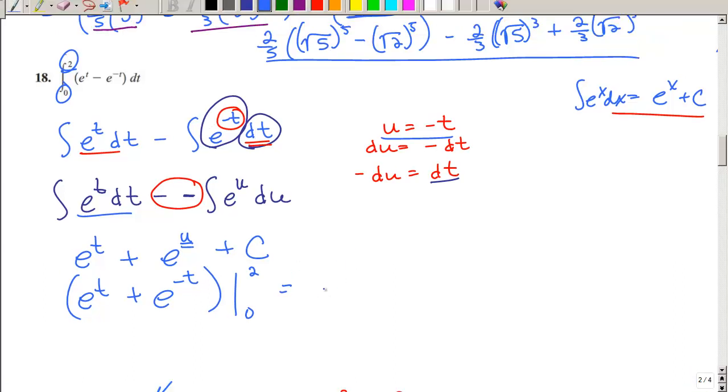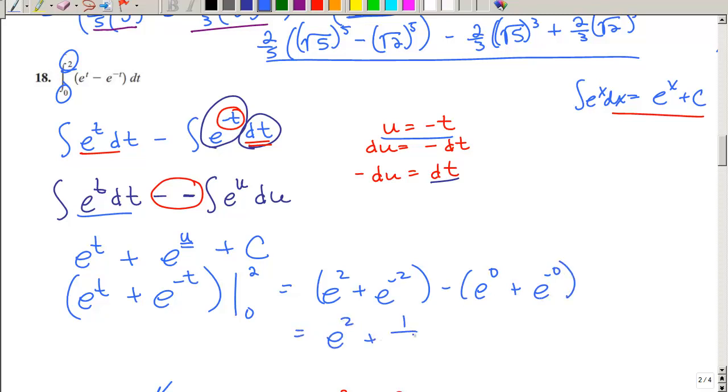So we put in our limits: e to the 2 plus e to the negative 2, minus e to the 0 plus e to the negative 0. This is e to the 2 plus 1 over e to the 2, making that a positive exponent. Now don't think this is 0. It's not. Anything raised to the power of 0 is 1.